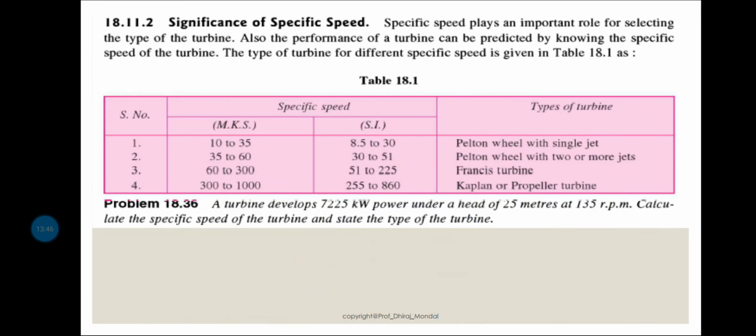So this is your homework assignment, the specific speed derivation and this numerical. Solve it at home.